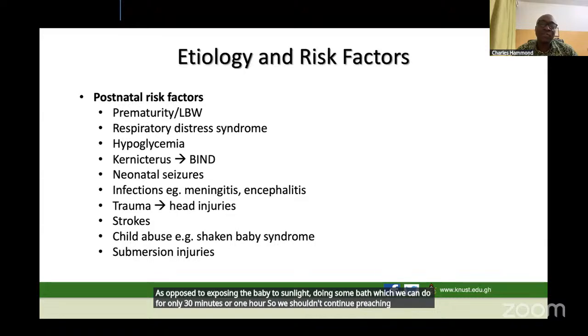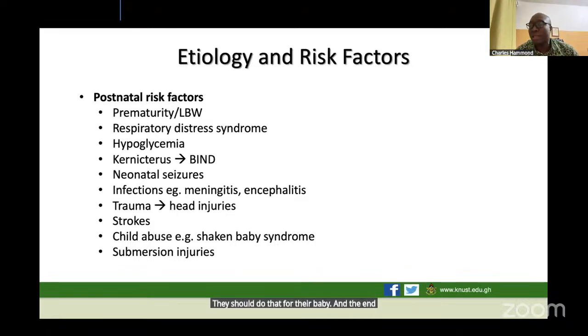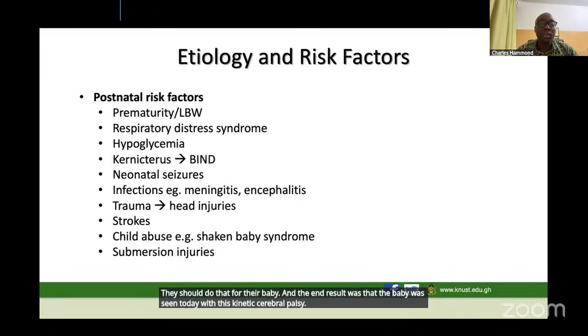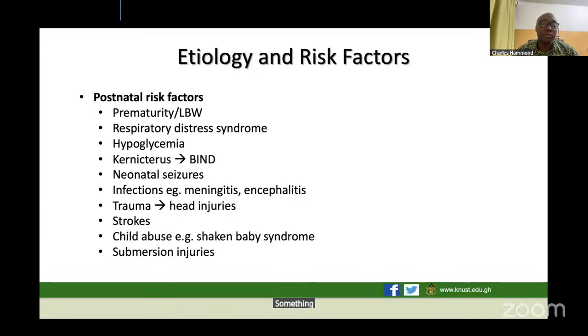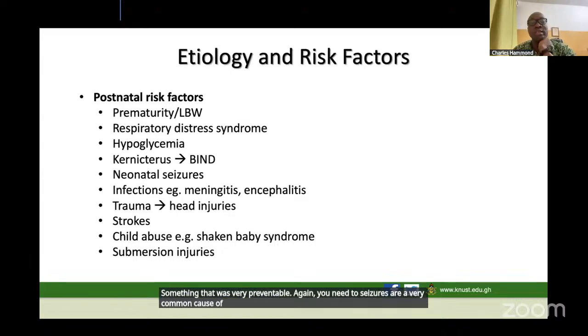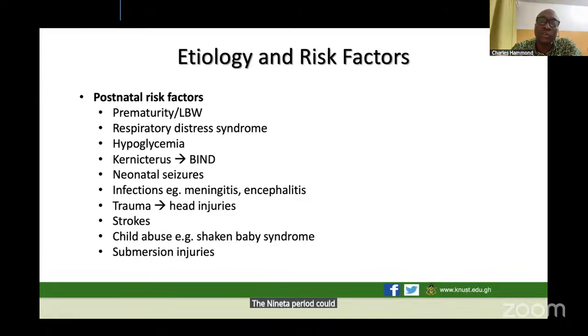And I was so heartbroken when I heard that someone told a mother that they should do that for their baby. And the end result was that the baby was seen today with dyskinetic cerebral palsy, something that was very preventable. Again, neonatal seizures are a very common cause of brain insult or injuries in early life, up to 28 days of life. But even seizures beyond the neonatal period could be a source of cerebral palsy.